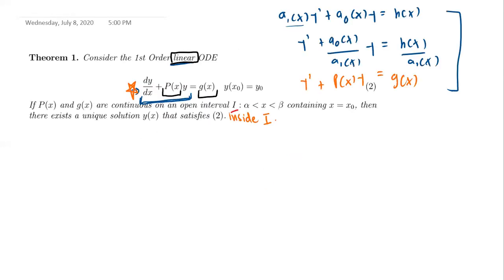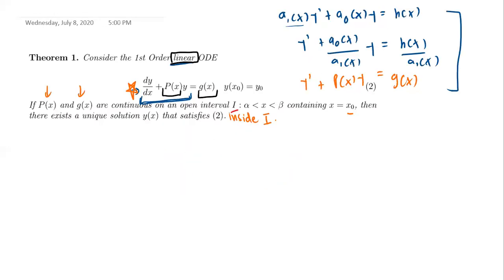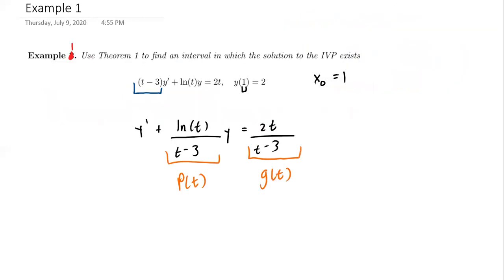Now that we know what p and g are, we have to check the condition: p and g must be continuous on some open interval containing the input of the initial condition. Let's find an open interval for which p of t and g of t are continuous and that contains the input of the initial condition. For our purposes, x naught is equal to 1. The x naught being talked about here is the input, which for our case is 1. So we want to find an open interval that contains x naught equals 1 and for which p of t and g of t are continuous. So let's find at what intervals p and g are continuous.